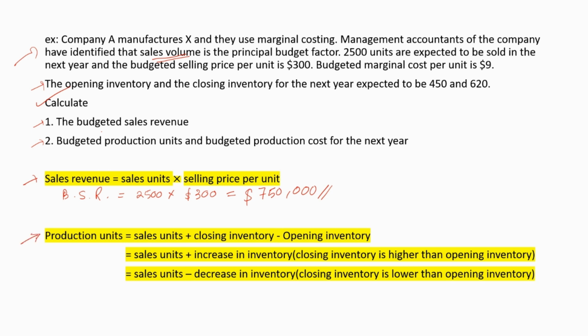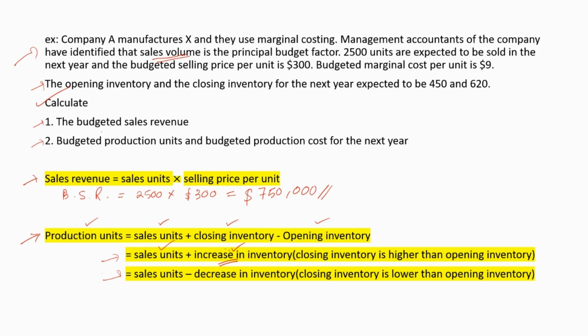You know this formula already. We discussed it under marginal and absorption costing. So the production units is equal to sales units plus the closing inventory minus the opening inventory. If the question is giving you the increase or decrease in the inventory instead of the closing inventory amount and the opening inventory amount, you can use these equations. Sales units plus increase in inventory. If the question is giving you the increase in the inventory, you can use this formula.